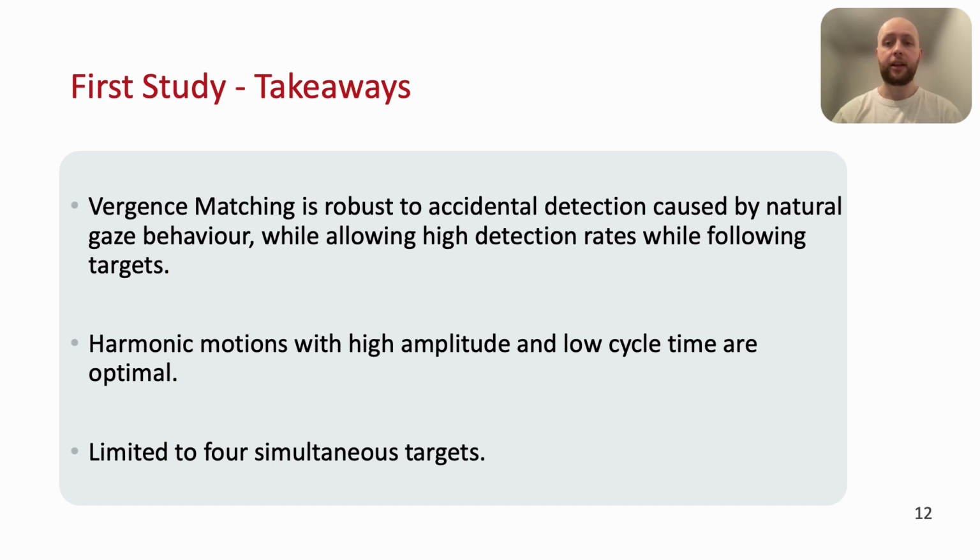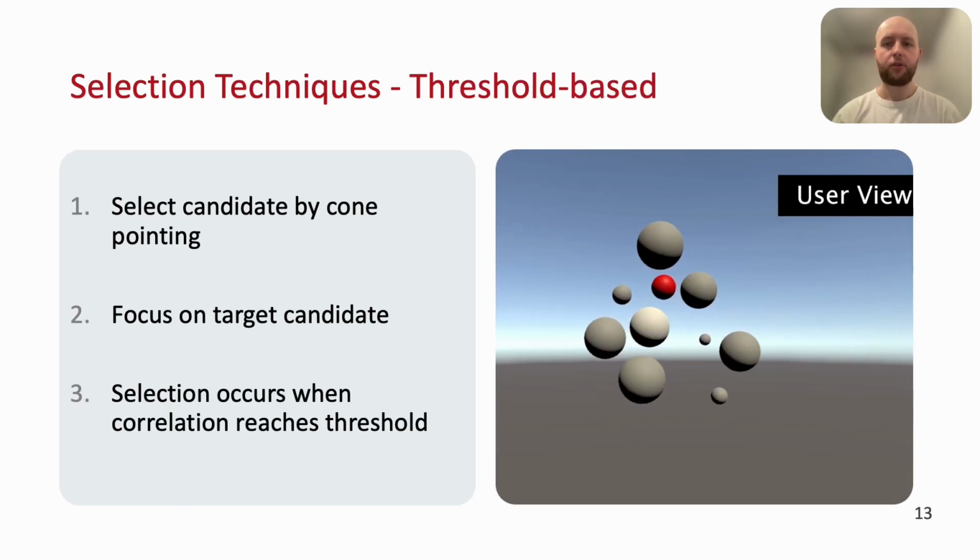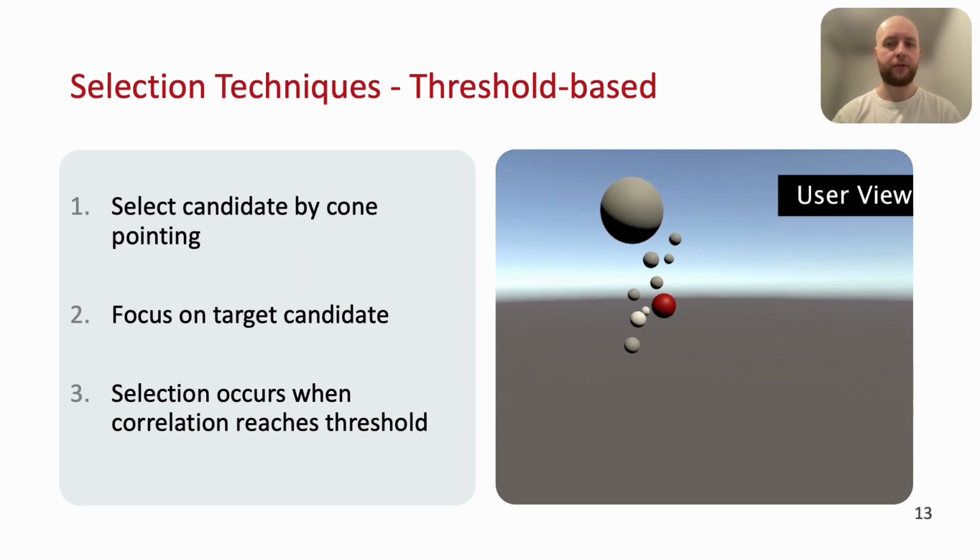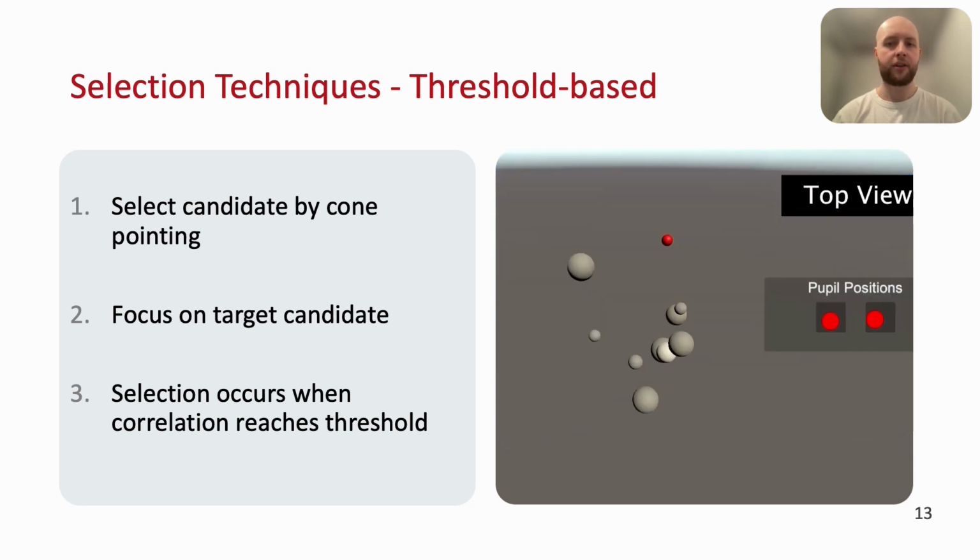So our study validates that Vergence matching is an effective attention detection technique that is robust to accidental detection caused by natural gaze behavior. We also find that harmonic motions with high amplitude and low cycle time are optimal for correlation, and we suggest limited exploration of concurrent motions to 4 targets. So our results then led to 2 Vergence matching techniques, a threshold-based technique for hands-free selection and a trigger-assistant technique using a controller for more control.